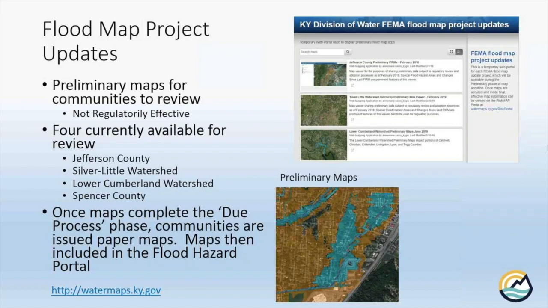Once these preliminary maps go through their due process phase, remember, they're legal documents. They have places for people to comment or object. Once they go through that due process phase and go into effect, we take them off of this site and put them on the flood hazard portal. So again, these are just there as an FYI. Once we start regulating by them, they go on the Map Service Center and the flood hazard portal. If you want to take a look at these, watermaps.ky.gov is the web page, and it's there towards the bottom.